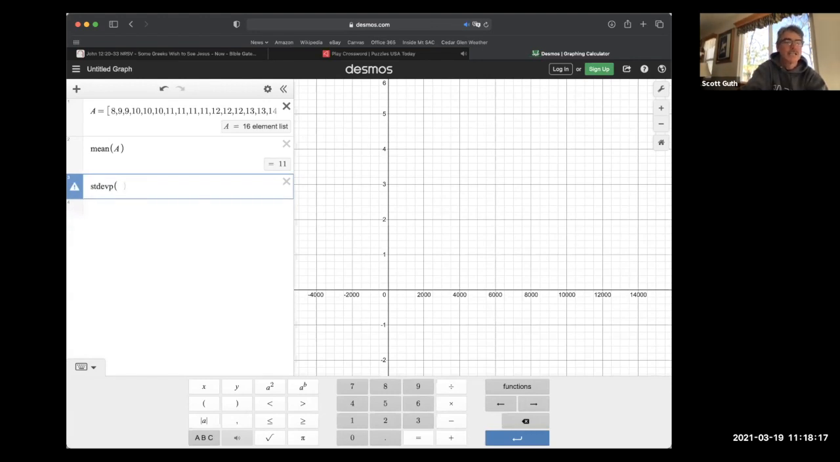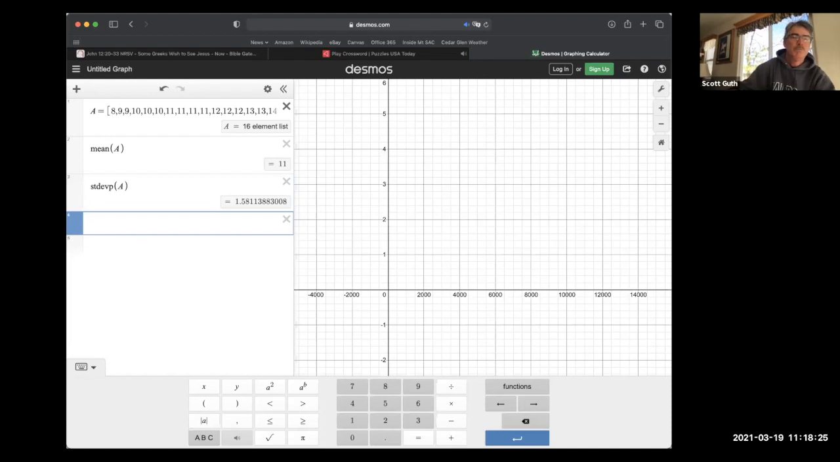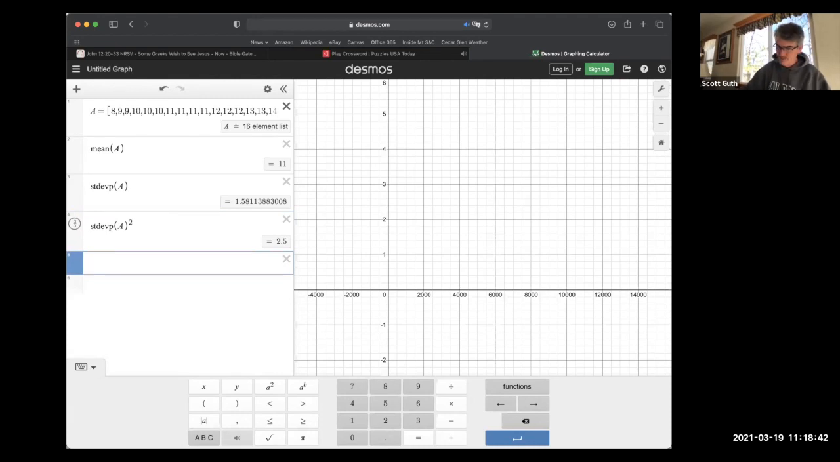Okay, it looks like it has a command for that. So I put a P after it; standard deviation with a P after is the population standard deviation. That turns out to be 1.5811. We'll put that in for the standard deviation. And then I have to square this. So I have to do the standard deviation of the population A and then square it. So I'm raising it to the second power, and you can see it's 2.5. That's the variance. Okay, so let me go back to the notes.